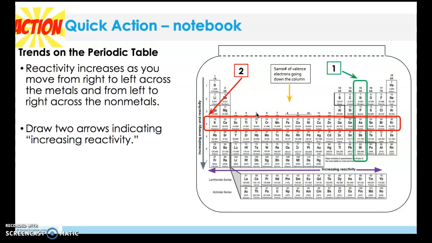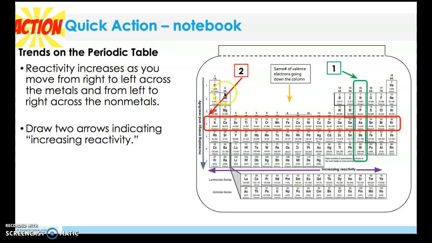Reactivity increases as you move from right to left across the metals, and from left to right across the nonmetals. That means that my most reactive, I don't think that's right. Oh, it is right. Okay. So my most reactive elements, this is a confusing way to state that. My most reactive of my nonmetals are group 17, the halogens. The most reactive of my metals are my alkali metals, group 1. The closer I get to group 1, the more reactive.